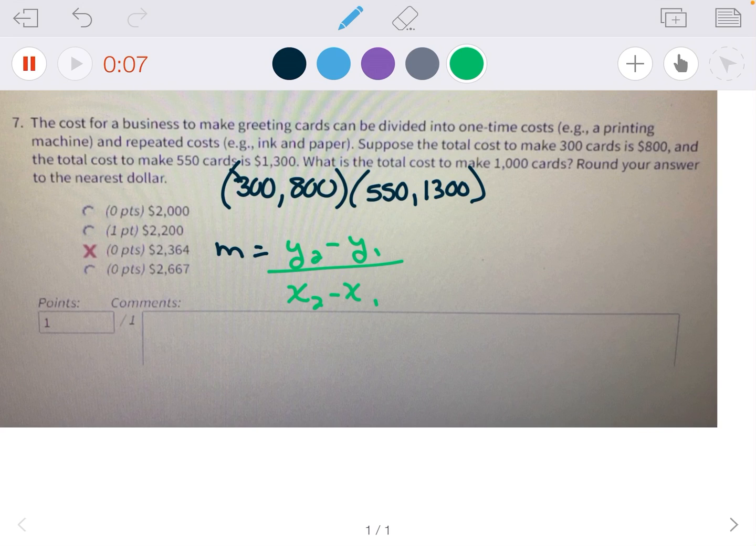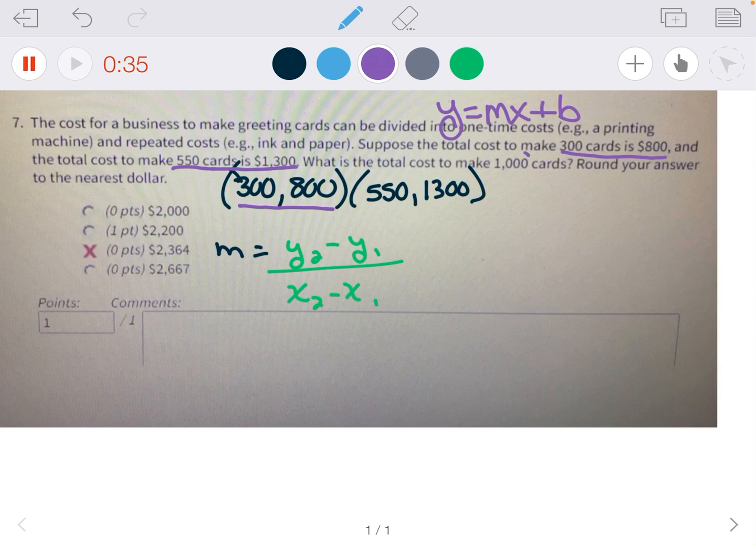When we were doing it together, I made a mathematical subtraction error, so that was on me. So we're going to start, like I told you before, by finding what that slope is. Remember, y equals mx plus b is the slope-intercept form. I put the two ordered pairs that we had: when you make 300 cards, it's $800. When you make 550 cards, it's $1,300.